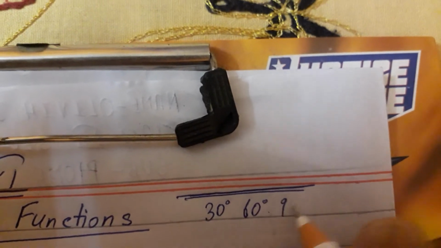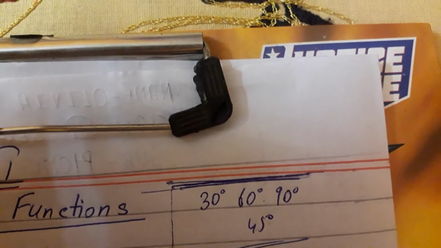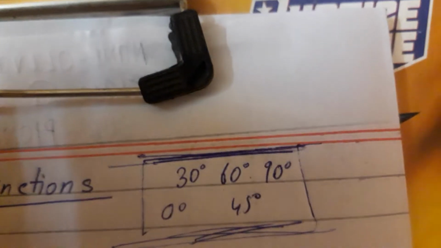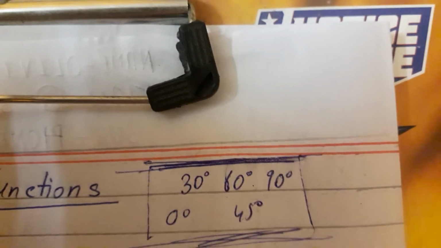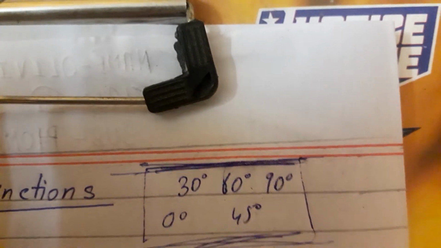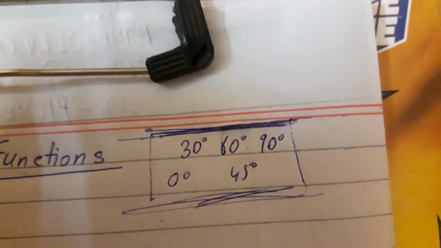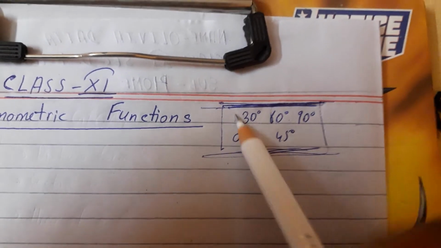Up to class 10 you have learned the values of only 30 degree, 60 degree, 90 degree, 45 degree, and 0 degree is also there. So these 5 angles only you have learned. But now in class 11 there is no boundary. You can easily find out the values of any angle, any degree, and that is all about these trigonometric functions. In this chapter there is no boundary.